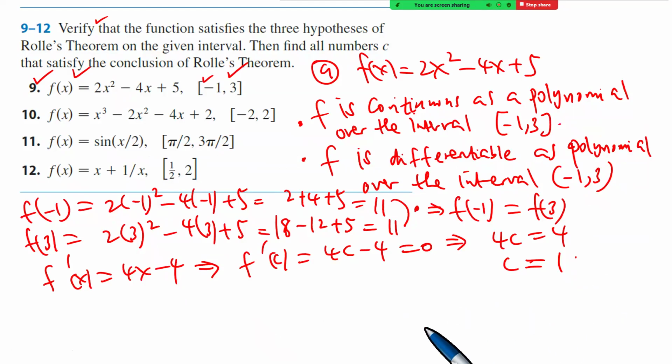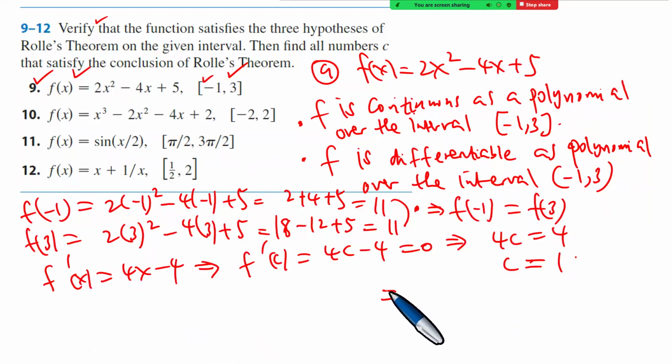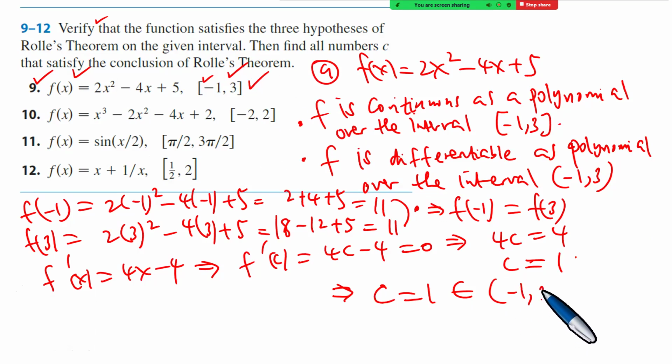Now we ask ourselves the question, is this number C in the open interval? Because the conclusion is that there is a number C in the open interval (a, b) such that f prime of C equals 0. So we check here. This implies that c equals 1 is a member of the open interval. They've given a closed interval, but now you know that this must be open. And clearly the number 1 is between minus 1 and 3.